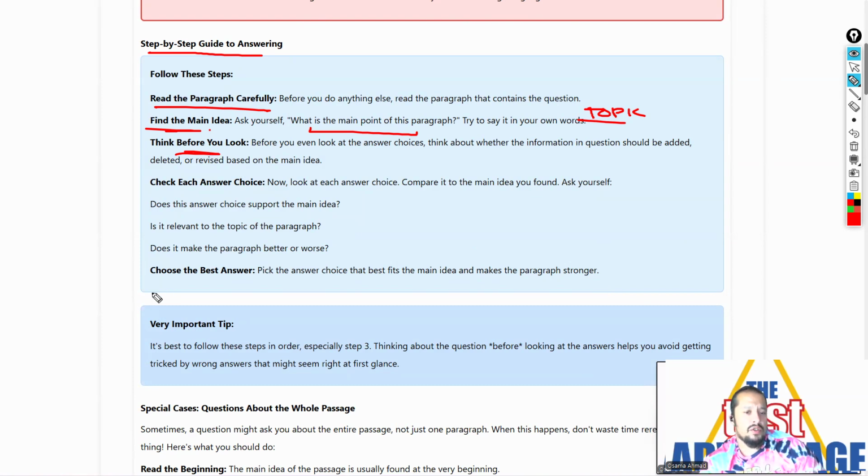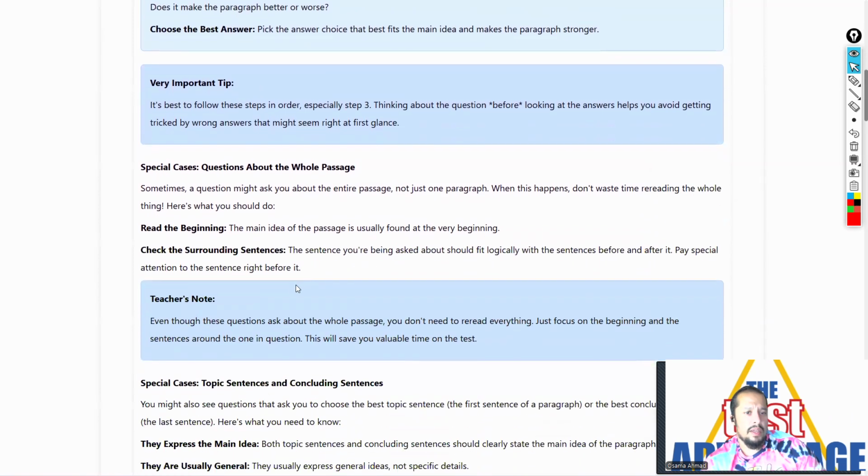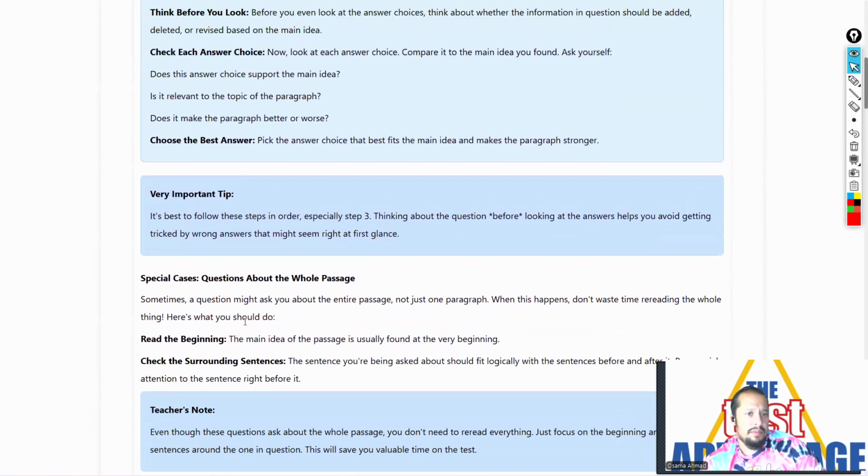And then we check the answers. Does it support the main idea? Is it relevant to the topic? Does it make the paragraph better or worse? So these are the general steps. The most important step is to read the paragraph and identify the topic of the paragraph, and without doing that, we're going to be poof in the smoke. It's very important to follow step 3, this one specifically. This is the most important part right here: thinking about the question before looking at the answers. It will help you. If you read the paragraph and say a word about the topic, it will help you a lot.